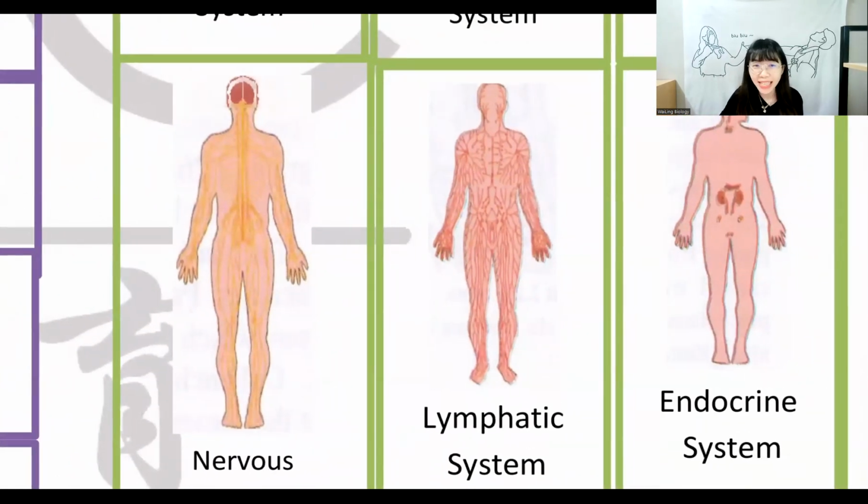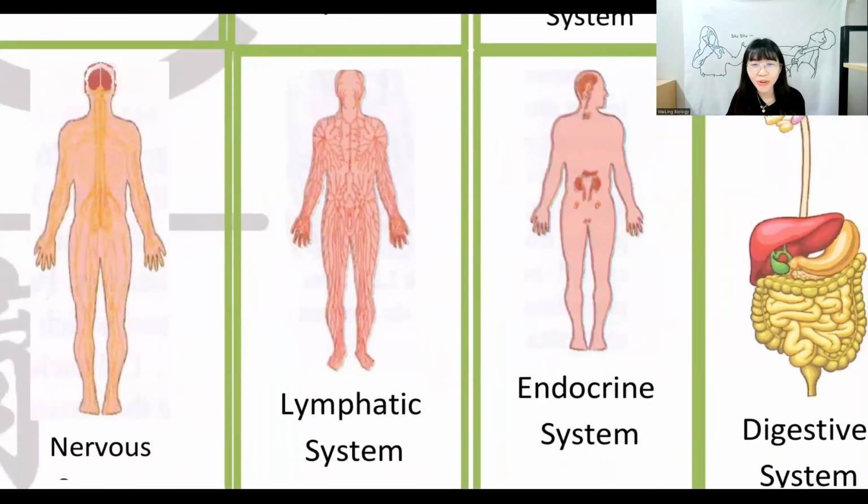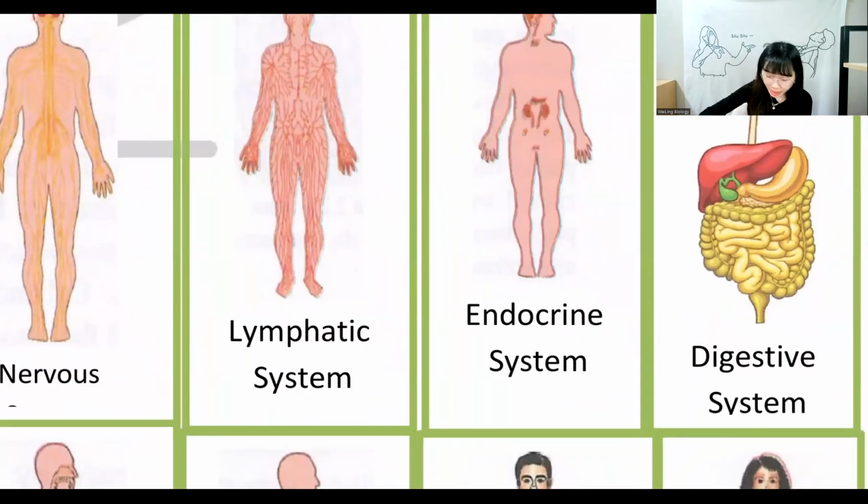Lymphatic system is related to how we remove excess water out of the body, and how we have enough white blood cells to fight against infection. Lymphatic system is to control the water in your body, to prevent water retention, and to have enough white blood cells. Endocrine system refers to hormones.